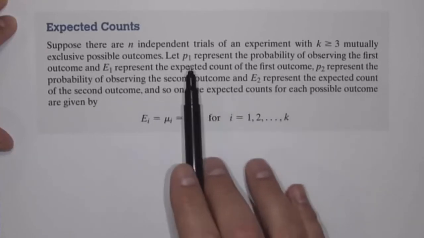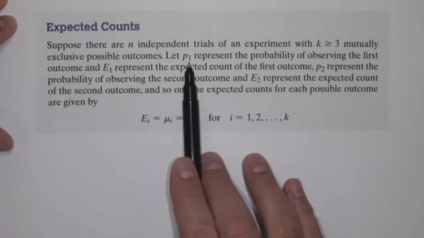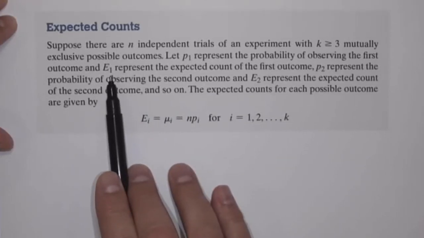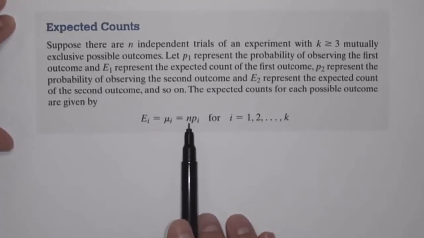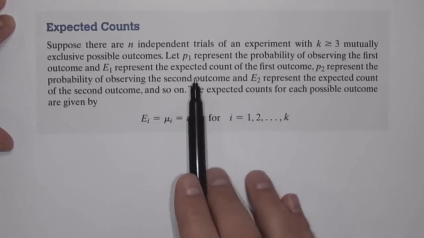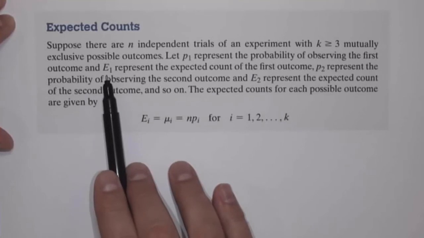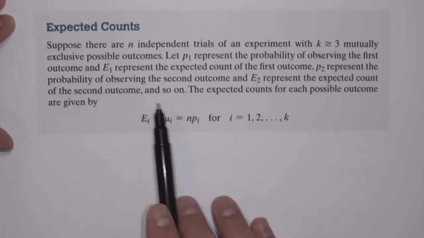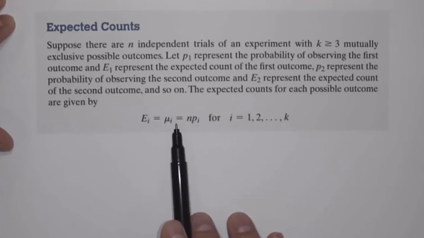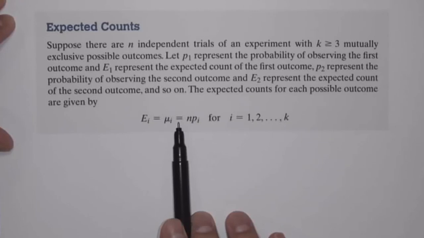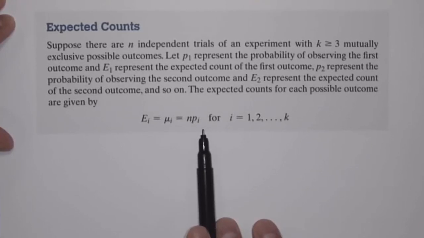So notation-wise, P sub 1 would represent the probability of rolling a 1, and E sub 1 would be the expected number of ones if we rolled the die n times. P sub 2 would represent the probability of rolling a 2. E sub 2 would represent the expected number of 2s that we would get if we rolled the die n times, and so on. Now, rolling a die, each of the outcomes 1 through 6 has an equally likely chance, so all of those probabilities would be the same.